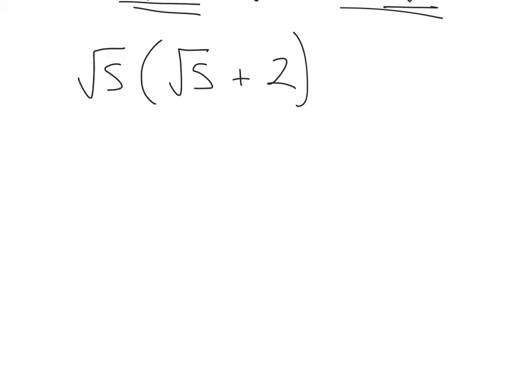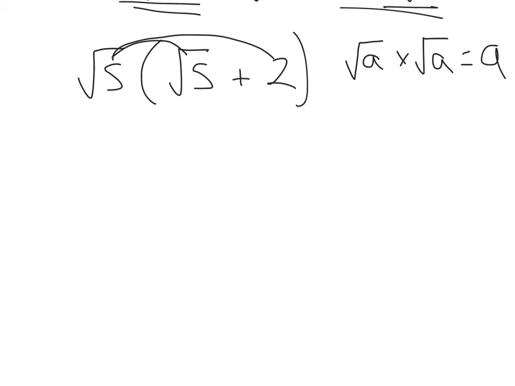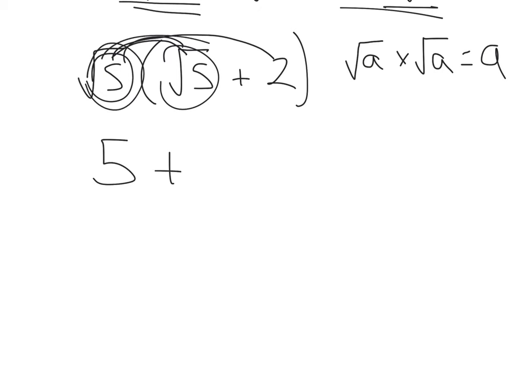Next one we've got root 5 bracket root 5 plus 2, so root 5 times root 5 and then root 5 times 2. Root 5 times root 5 is just 5, since that follows the law that root a times root a is just equal to a. So root 5 times root 5 is 5, and then it's root 5 times 2, which is 2 root 5. That can't be simplified any further.